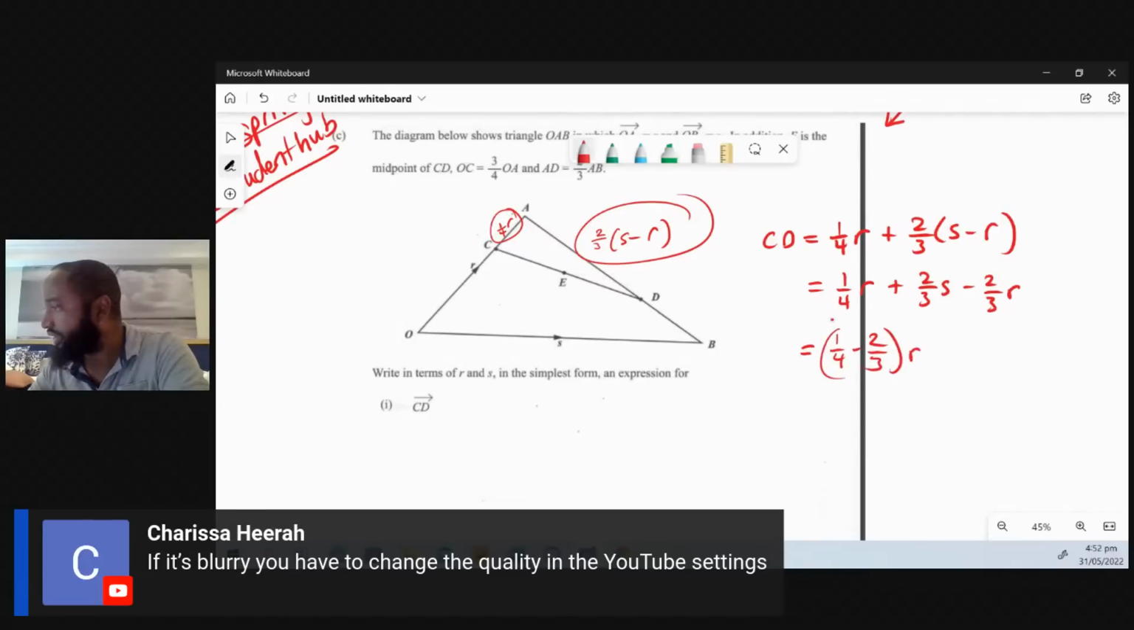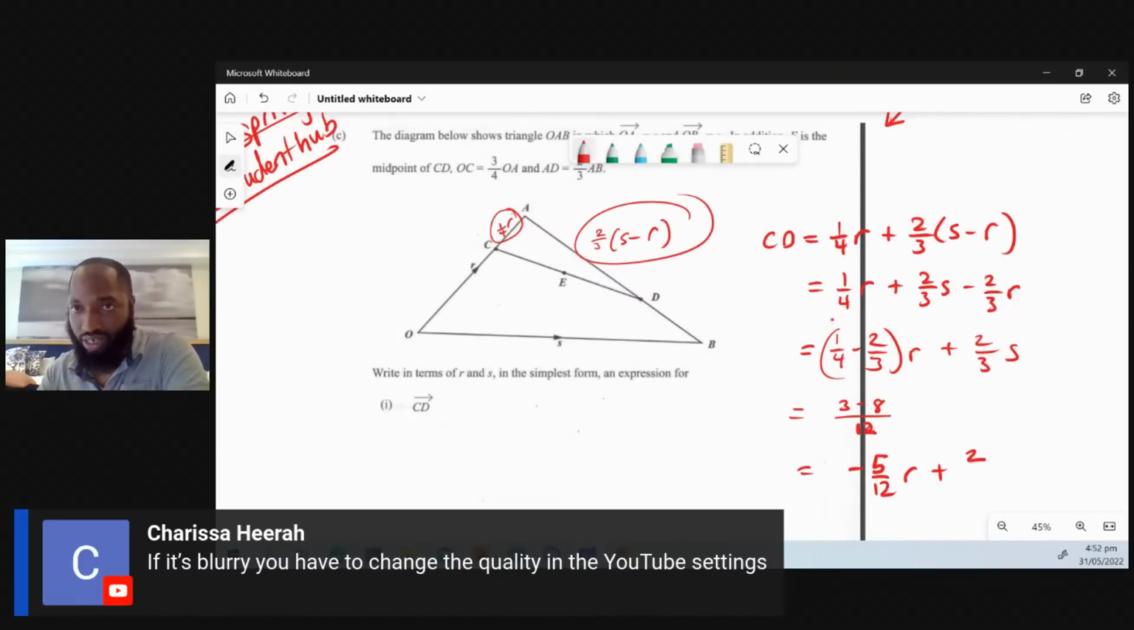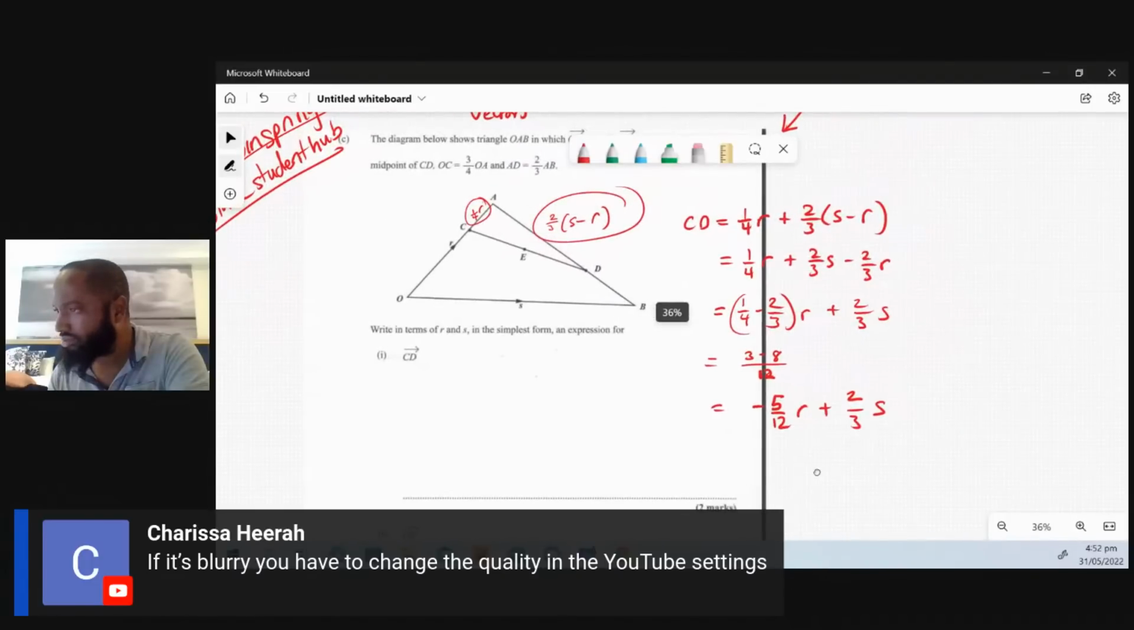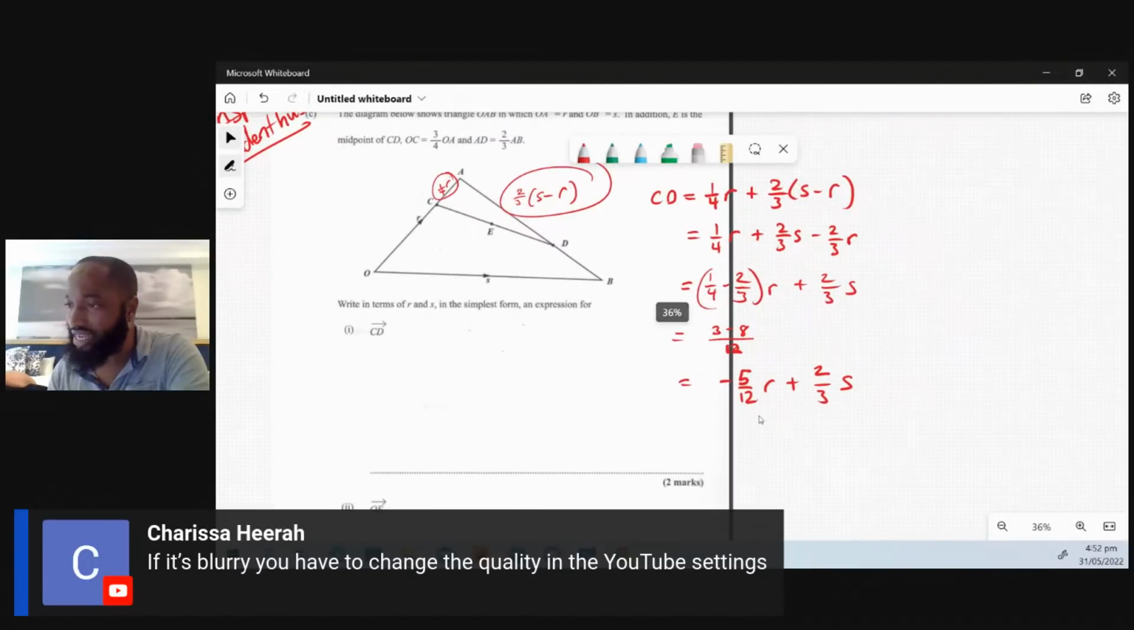For those of you frightened of fractions, do that on your calculator, don't heat up your head. This is like 12 LCM now. 4 goes into it 3 times, so that's 3, and 3 goes into it 4 times, so that's 8. So this is negative 5 over 12 R plus 2/3 S. By the way, how many marks are here for this? 2 marks.